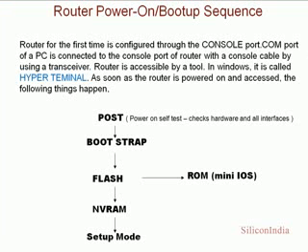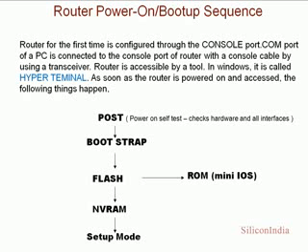Let's see the router power on or boot sequence. For the first time, when you want to configure the router, you have to connect to the console port. The COM port on the PC can be connected to the console port of the router using a console cable, and the router can be accessed with the help of an application called HyperTerminal in Windows. As the router is powered on, using this HyperTerminal application, you can access the router.